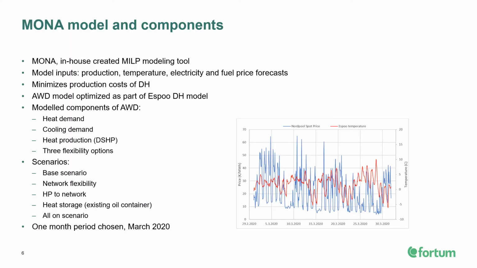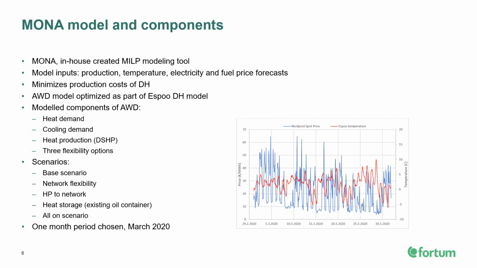So about Mona and the model itself. Mona is an optimization tool created in-house at Fortum, and it's a mixed integer linear programming tool. It has a graphical user interface, and it actually requires no text-based programming for the user to create models. The model takes inputs from outside, such as production temperature, electricity, and fuel price forecasts, and the model minimizes the production costs of the heat.